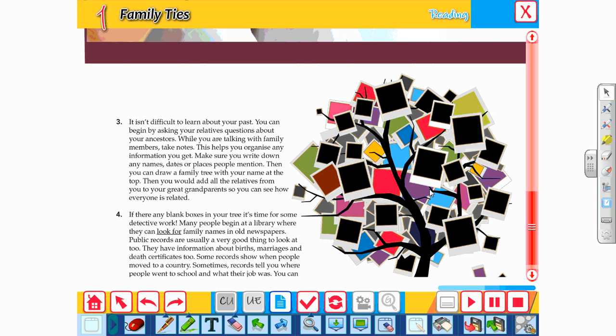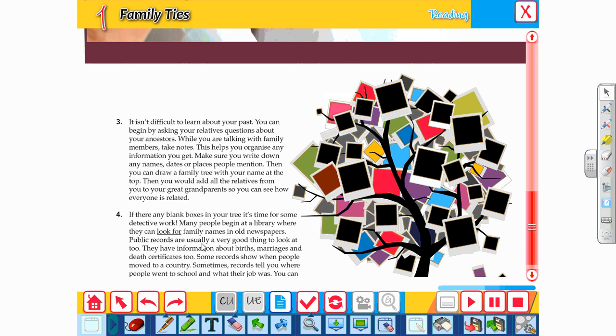Blank means empty. How are we going to fill those blank places? How are you going to know more? So now you need to be a little bit of a detective. Many people begin at a library where they can look for family names in all newspapers. Public records are usually a very good thing to look at too. They have information about births, marriage, and death certificates too.